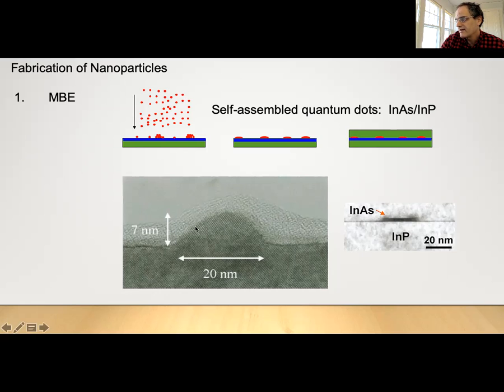Here's what one of these dots looks like in an electron microscope image. You can see the island here, surrounded by the other semiconductor. So that's one way of growing these. And what's nice about these quantum dots is that they're already embedded in a semiconductor. So if you wanted to build an electronic device around them, you're sort of all ready to go.